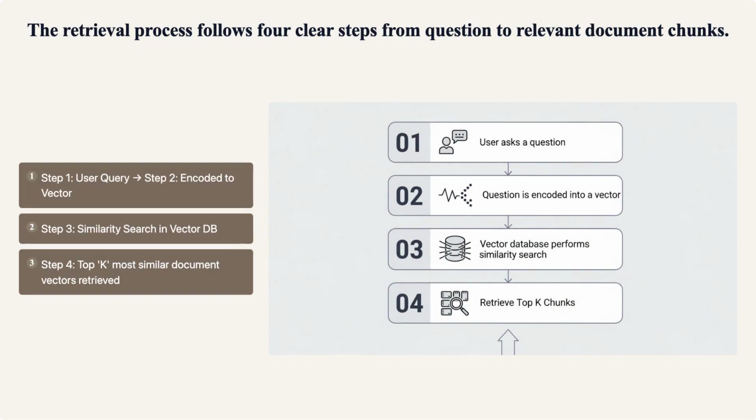Let's visualize the complete retrieval process in 4 simple steps. Step 1. User asks a question. Step 2. Question is encoded into a vector using the embedding model. Step 3. Vector database performs similarity search to find the most relevant document vectors. Step 4. The top K most similar document chunks are retrieved and returned. This elegant flow transforms any question into relevant context that can inform an LLM's response.